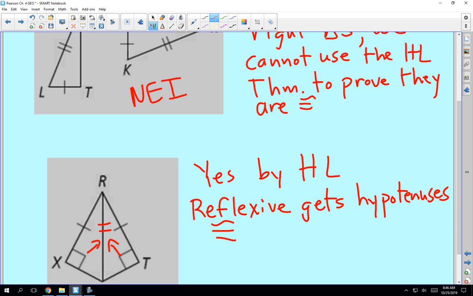So the big idea here is make sure that somewhere within the given, it's either stated that they're right triangles or you can prove that they're right triangles before you use the HL theorem. Okay.